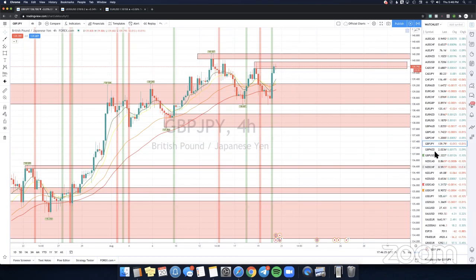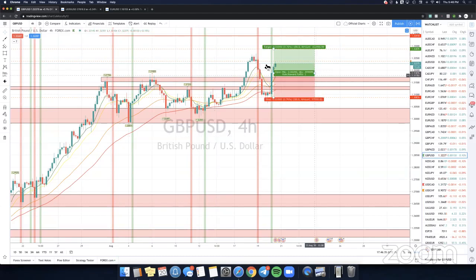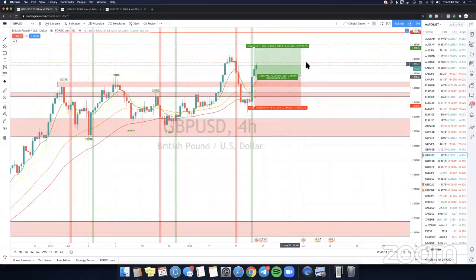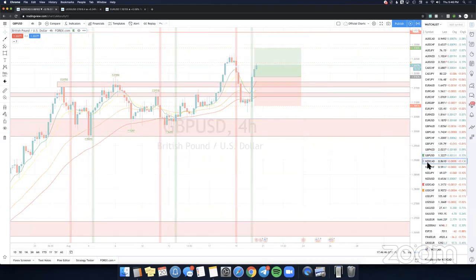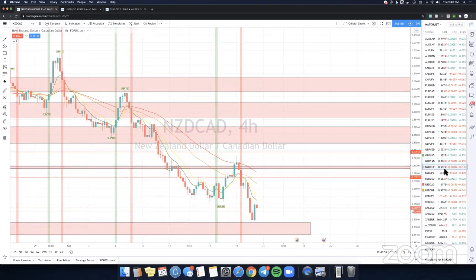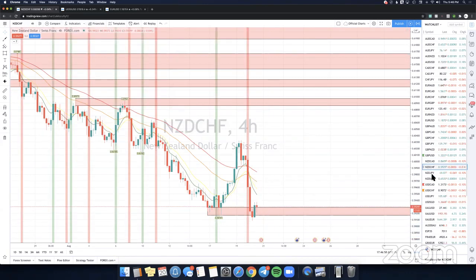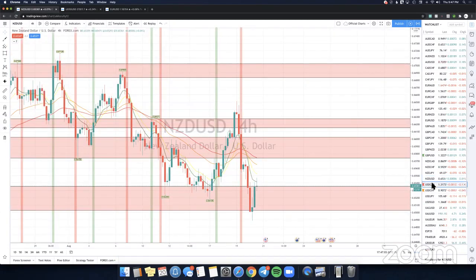GJ, it's too many zones right there, no entry. GN, no entry here as well. GU, still waiting for this. It's about to hit TP right now, it looks like. 50 pips. NZD CAD, this is one that we called earlier, actually. It hit full TP already, so that's good. NZD CHF, no entry there. NJ, no entry there. NU, no entry there.